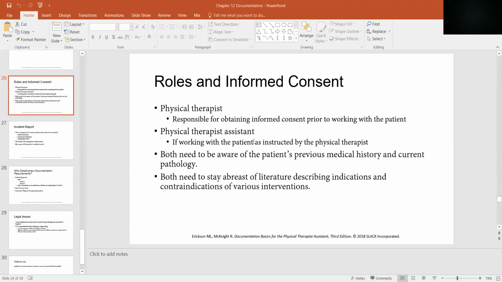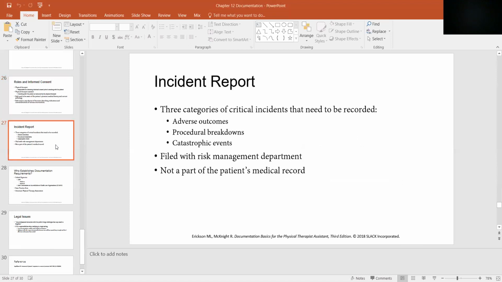So roles in informed consent, the physical therapist is responsible for obtaining that informed consent prior to working with the patient for the very first time. The PTA works with the patient under the plan of care by the PT, and you need to be aware of the patient's previous medical history and current pathology, and again, to stay abreast of the literature describing indications and contraindications of various interventions, and what has the best evidence-based practice behind it too, something else to consider.